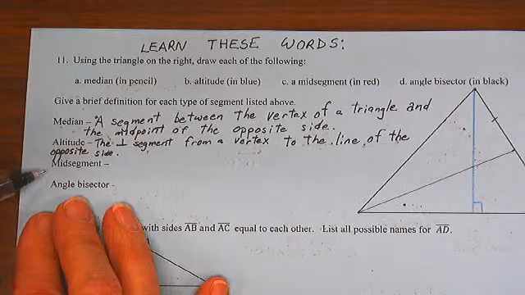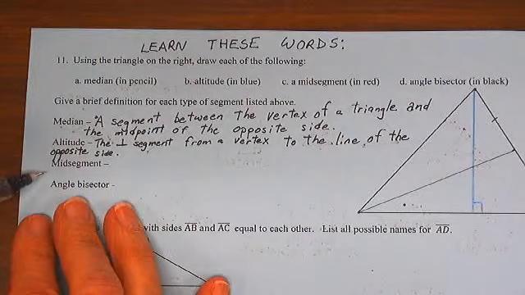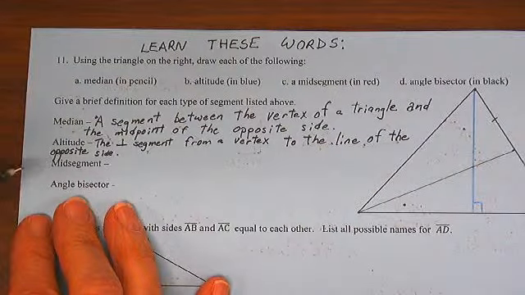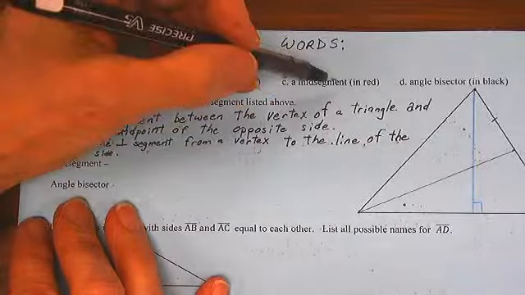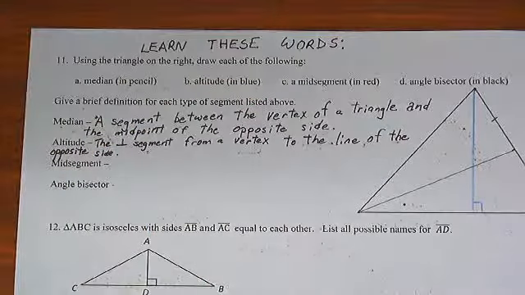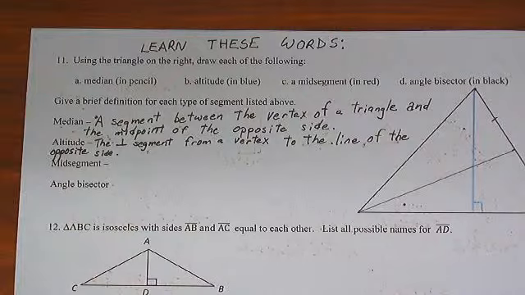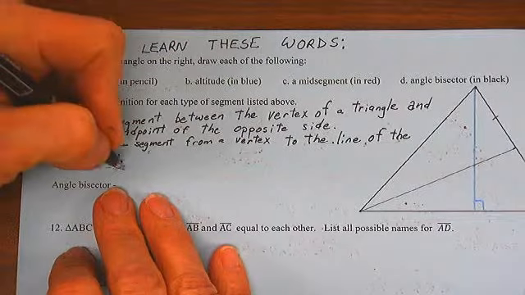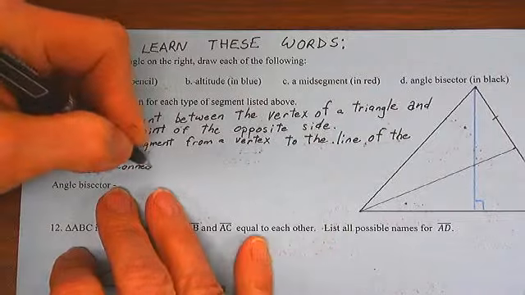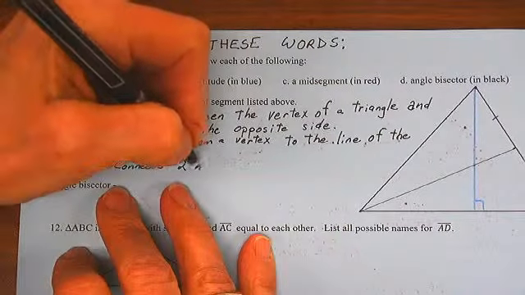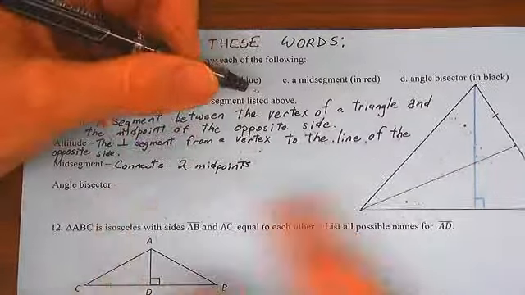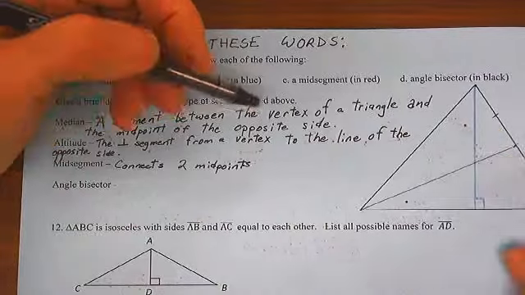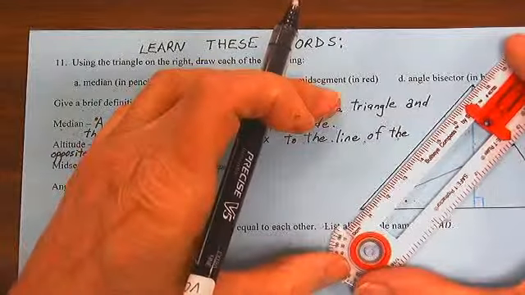Now, a midsegment connects two midpoints. So if we want a midsegment in red, let's see, midsegment. A midsegment connects two midpoints. So we have one midpoint here. I think I will just measure this side.